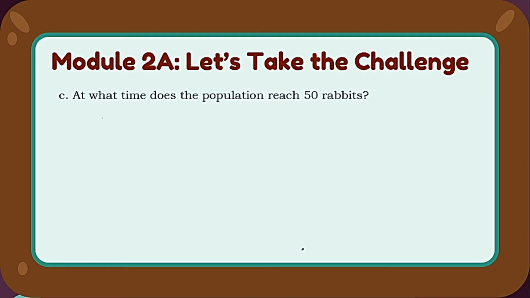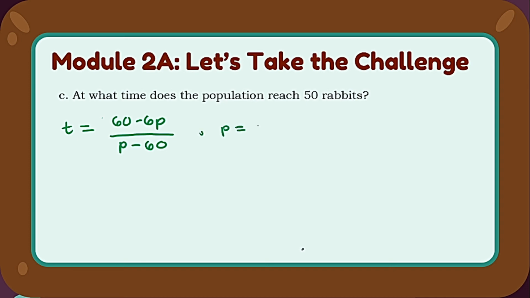Letter C. At what time does the population reach 50 rabbits? So, ang tinatanong na dito, ilang taon kaya ang darating bago magkaroon ng 50 rabbits? Tamang-tama dahil sa letter B, sinolve natin ang equation in terms of x. Naalala nyo ba kung ano yung equation na yon? That is t is equal to 60 minus 6p over p minus 60, correct? Where p is the population of rabbits.